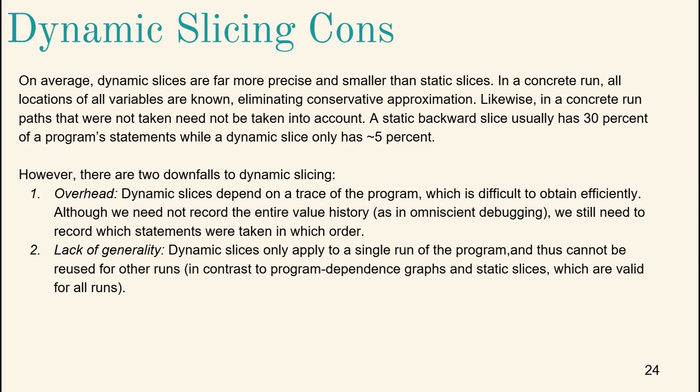Here's where it gets bad. There are two main downfalls to dynamic slicing. One is overhead. Dynamic slices depend on a trace of the program, which is difficult to obtain efficiently. Although we need not record the entire value history, as in omniscient debugging, we still need to record which statements were taken in which order. Two, lack of generality. Dynamic slices only apply to a single run of the program, and thus cannot be reused for other runs, in contrast to program dependence graphs and static slices, which are valid for all runs.